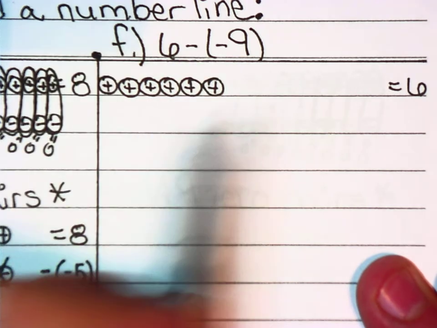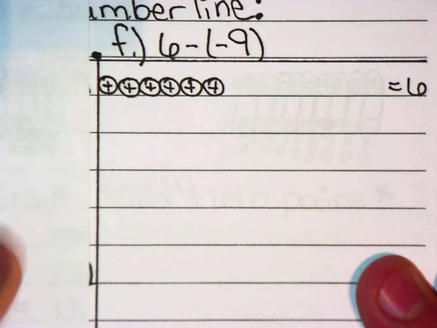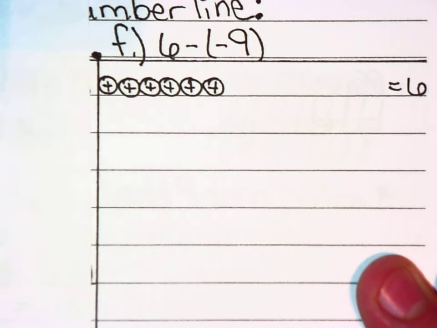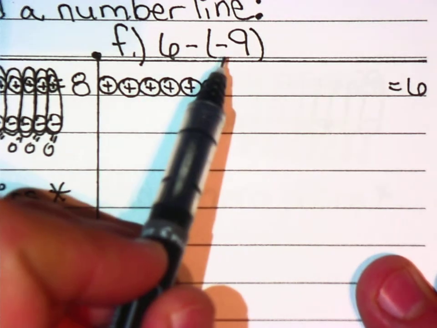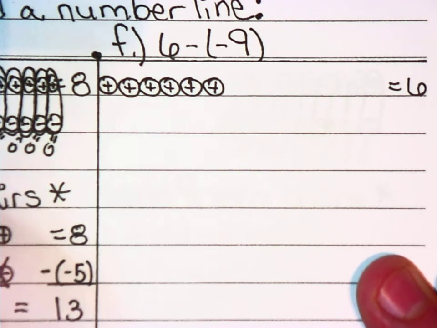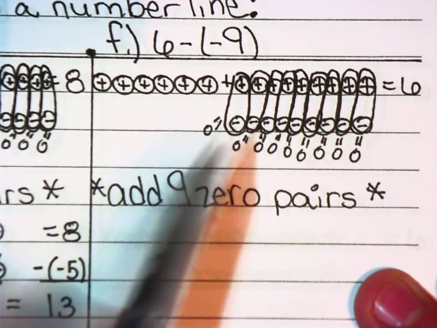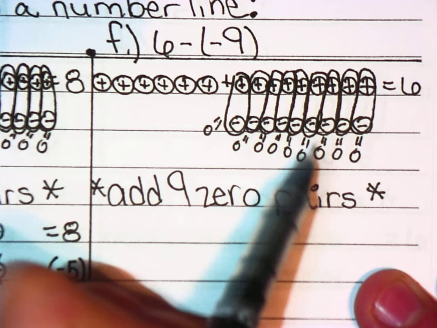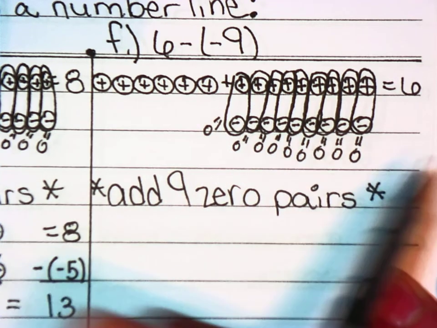But once again, we have absolutely no negatives here to take away from. So what I need to do is figure out a way to bring in negatives. And once again, it's going to be 0 pairs to the rescue. So how many 0 pairs do I bring in, you ask? The number that I need. In this case, since I need 9 negatives, I'm going to bring in 9 0 pairs. And remember, adding 0 pairs does not change your value. So I still have 6 plus 0 over and over and over again to give me a grand total of 6.